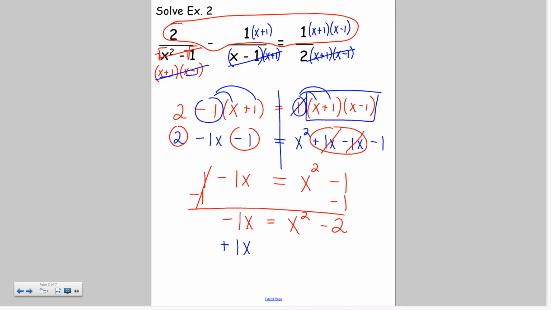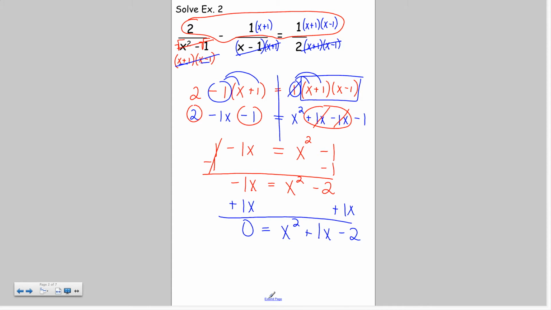So I'm going to move everything over to one side. Don't let this problem frustrate you, because not all of them are this long or this difficult. So on this side, I've got x squared plus 1x minus 2. I'm almost done.